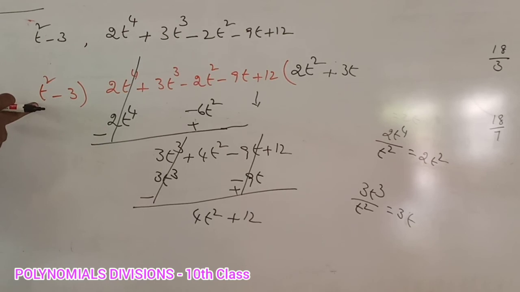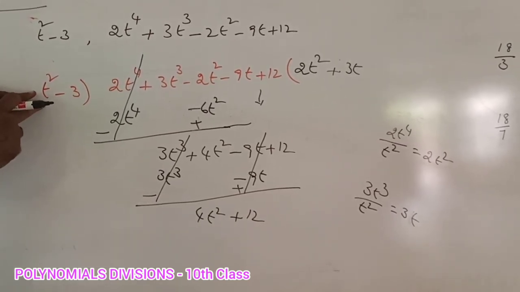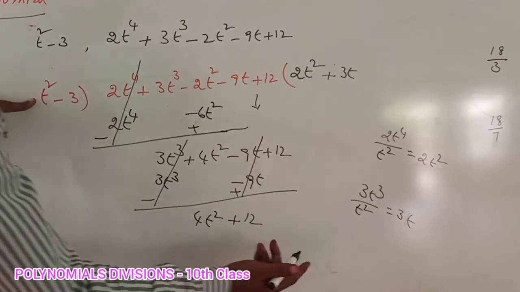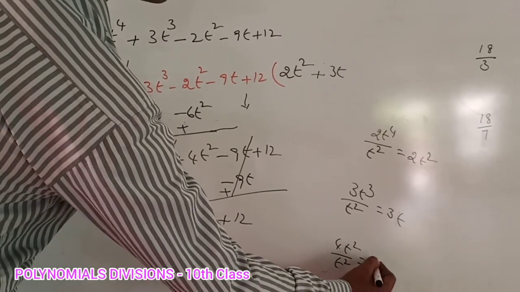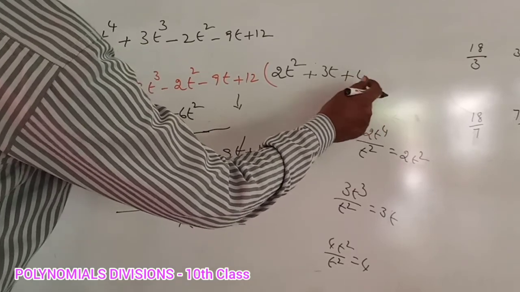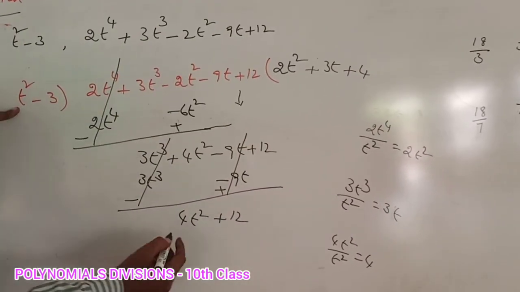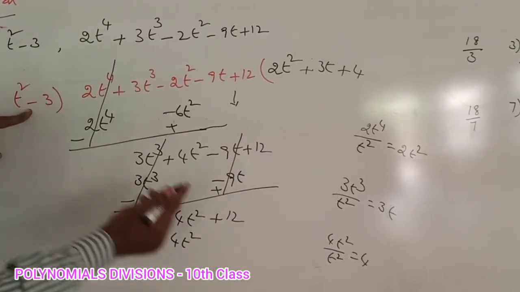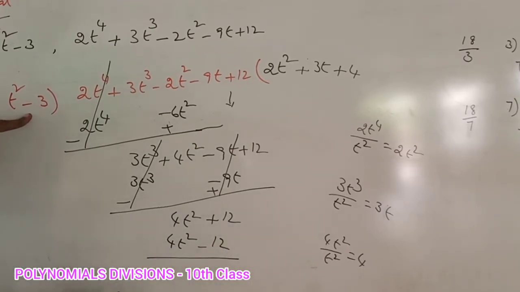This is t square. So what is the rule? Which number multiplied by t square gives 4t square? Check once: 4t square by t square is 4. Plus 4. Multiply 4 with the total value: 4 into t square is 4t square, plus into minus, 4 into 3 is 12.